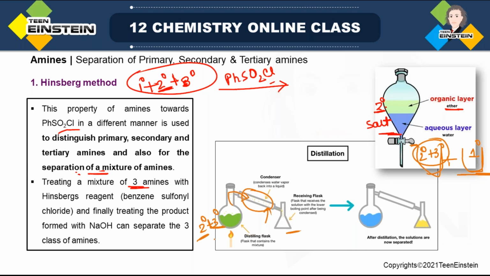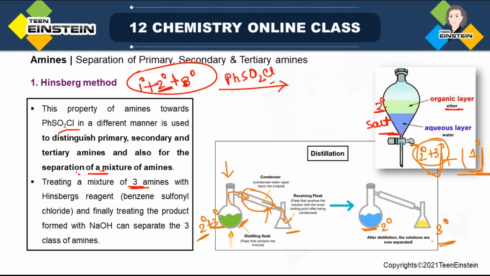Now, as 2 degree amine has some reaction with PhSO2Cl, but 3 degree is still unreacted. So this 3 degree amine, which is liquid, will be stored in the receiving flask, and this is called distillate. And whatever amount is left here, that is the residue. As if this is the before the distillation process, green color, and now it is containing the residue, which is the product of 2 degree, and this is 3 degree amine. So 3 degree amine will be coming in the right hand side part, that is the receiving flask.